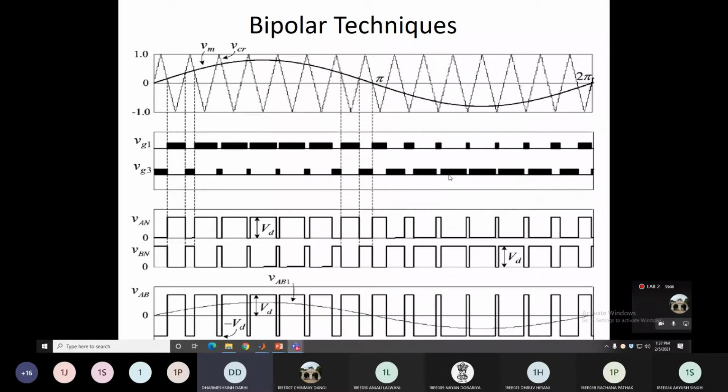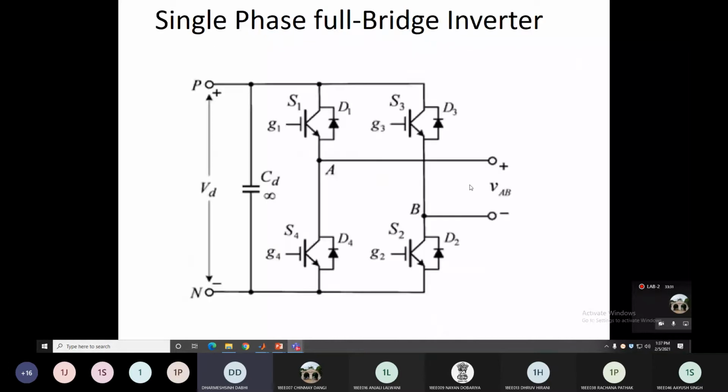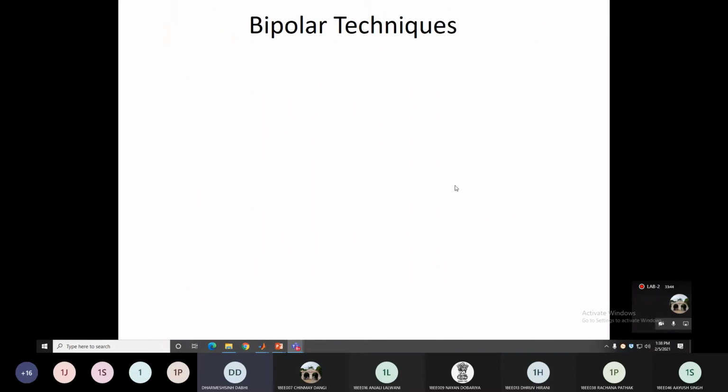Understand this one? All of you can see this waveform. When you get VG1, at that time VG3 is 0. Both are complementary. Now you get VAN and VBN, which are also complementary. It means when VAN is maximum, VBN is 0. You can see here, when VAN is 0, we get VBN maximum. But now what voltage do we require across the load? You can see that the load is connected between the A and B terminals. It means you must measure VAB. So VAB is what? VAN minus VBN.